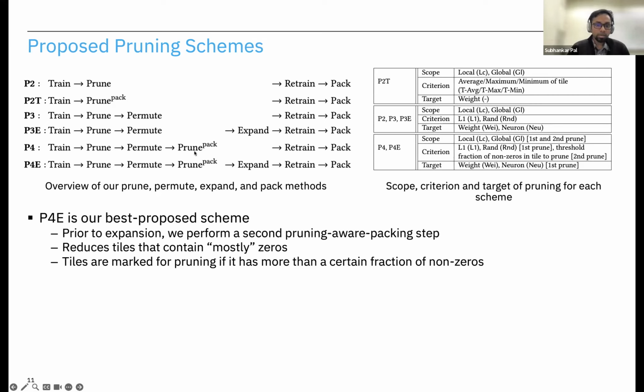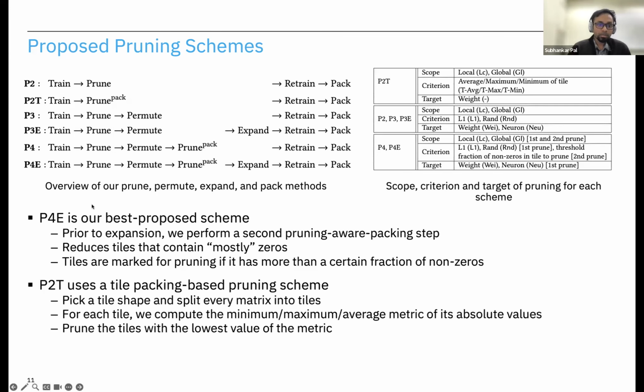P4 and P4E just introduce a step called prune pack. It's a pruning-aware packing step. It's reducing the tiles that contain mostly zeros. So let's say you have a tile with 99% zeros, but 1% non-zeros. It's going to prune those away. There's a threshold value, and if there are any tiles with more than the threshold number of zeros, then you're going to prune them away. So that's P4E. It's experimentally our best performing scheme.